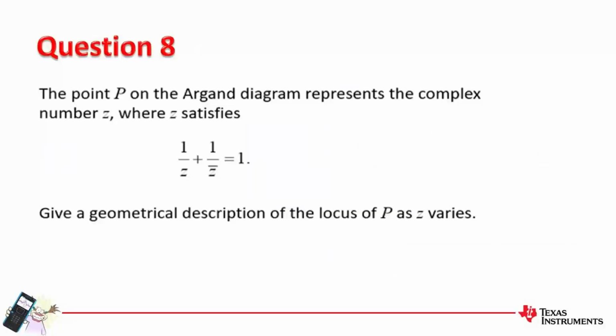A bit of interpretation on the Argand diagram. We are given the equation 1 on z plus 1 on z conjugate is 1, and we wish to see what sort of locus it is for any values of z.